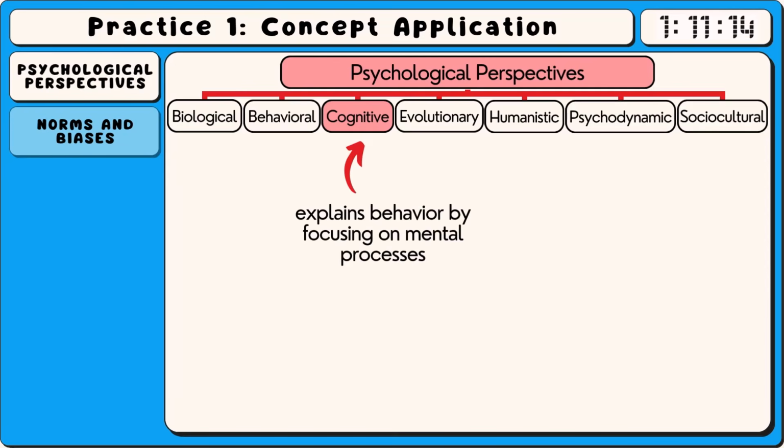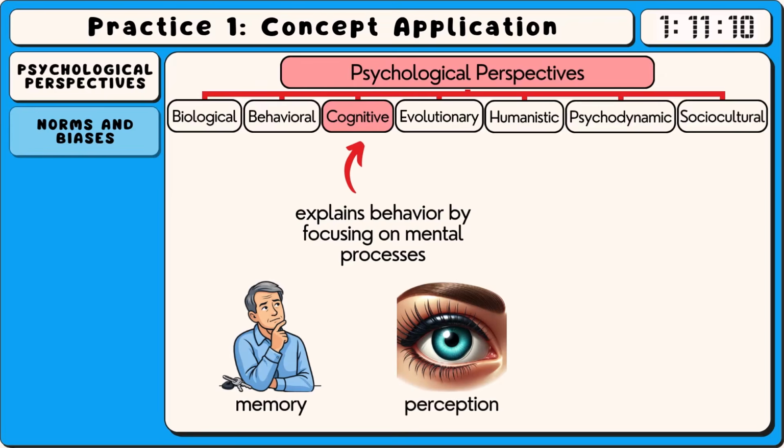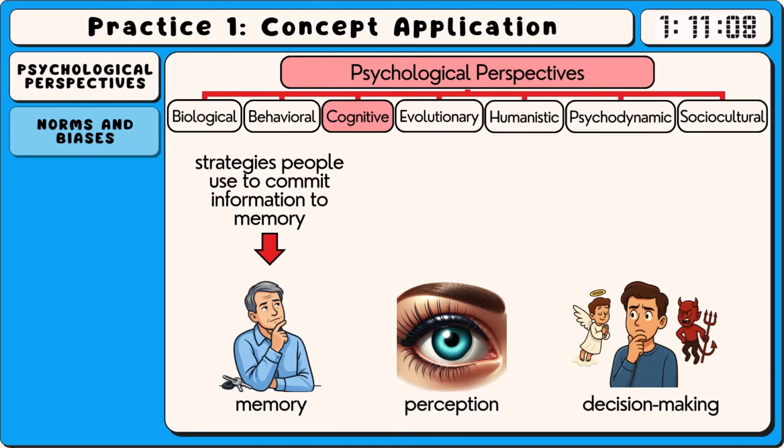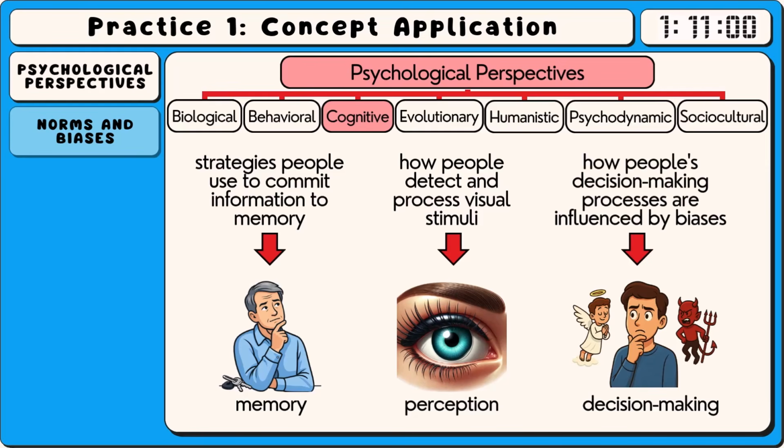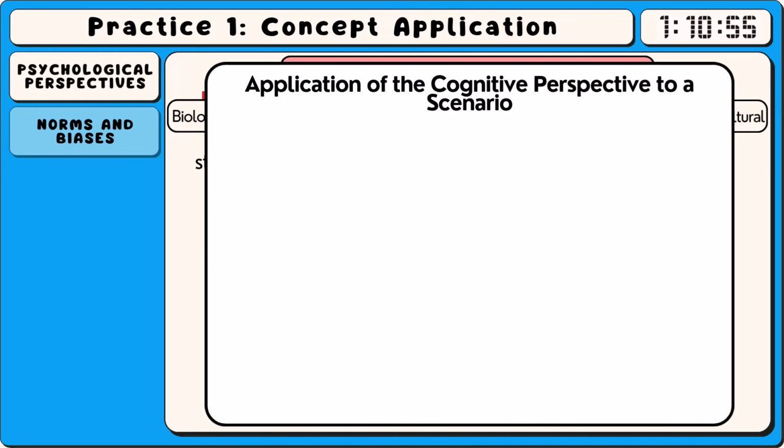This perspective explains behavior by focusing on mental processes such as memory, perception, and decision-making. For example, it examines strategies people use to commit information to memory, how people detect and process visual stimuli, and how people's decision-making processes are influenced by biases. Let's apply this to a scenario.